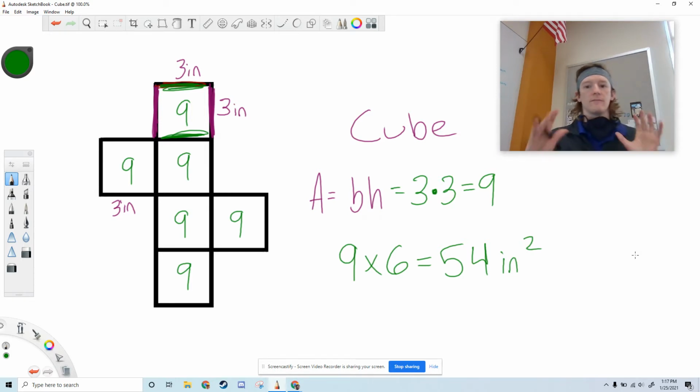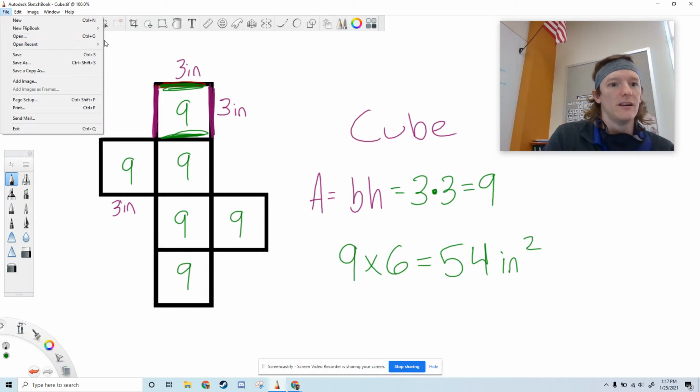What I want you to do is have this on your paper, including a picture of your cube. Make it look neat. Make sure they look like squares, because if they look like rectangles that are longer, then it's not really a good picture. So if you don't have this, you're going to need to pause it. I'm moving on to the next one.